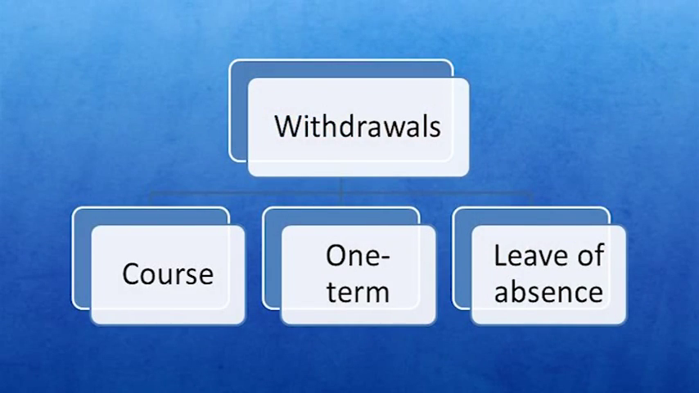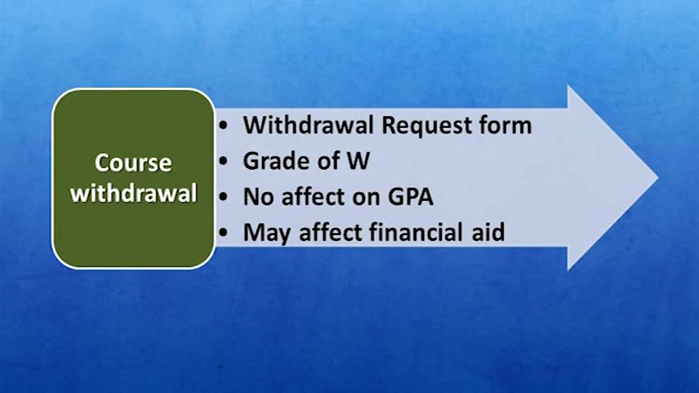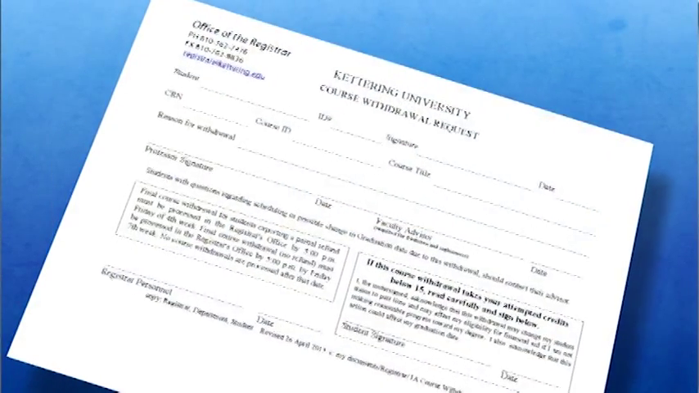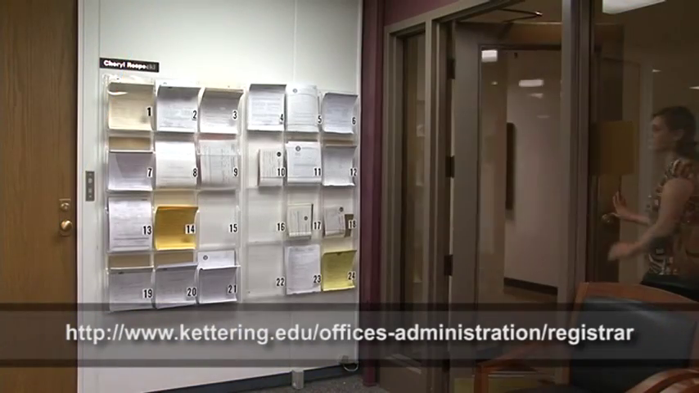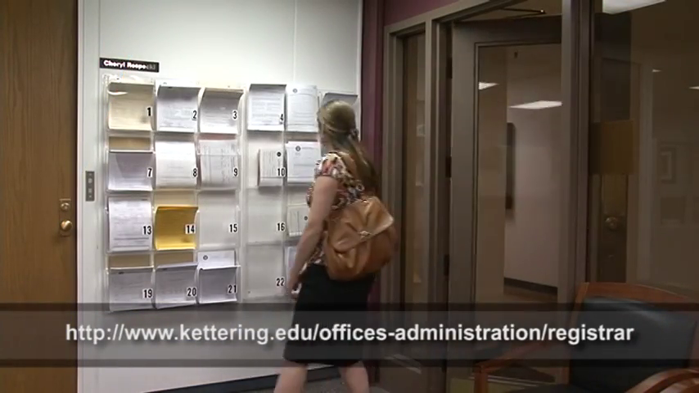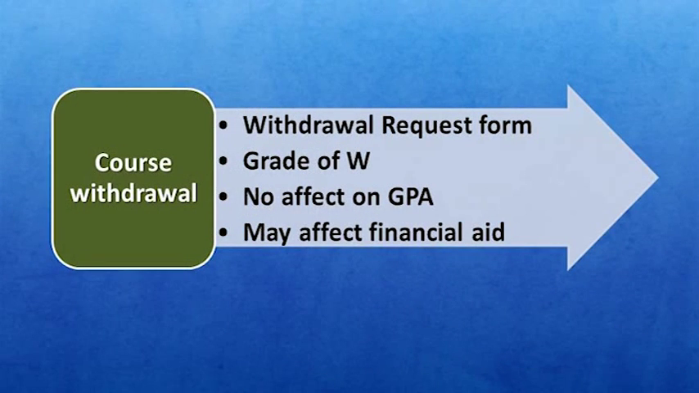Now let's talk about withdrawals. There are 3 main types of withdrawals: from the course, from one term, and a leave of absence. You may choose to withdraw from a course if you feel that you may otherwise fail the course. To request it, you need to complete a withdrawal request form before the published deadline on the academic calendar. The form is available in the registrar's office and online. A grade of W will be reflected on the transcript, but it will not affect your GPA. It may, however, affect your financial aid.